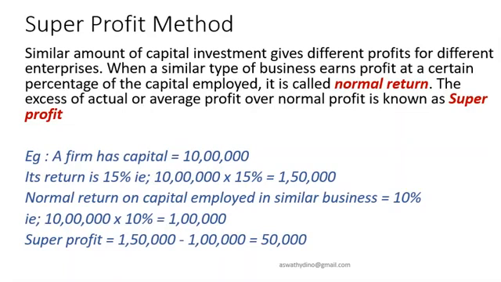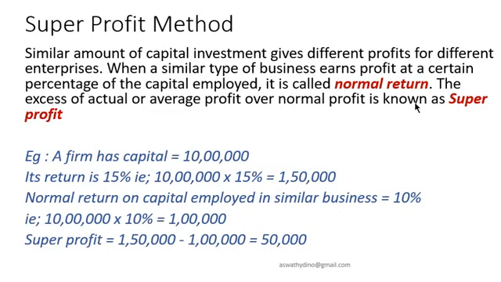The next method to find goodwill is the super profit method. So what is the super profit method? A similar amount of capital investment gives different profit for different enterprises. When a similar type of business earns profit at a certain percentage of the capital employed, it is called normal return. The excess of actual or average profit over normal profit is known as super profit.